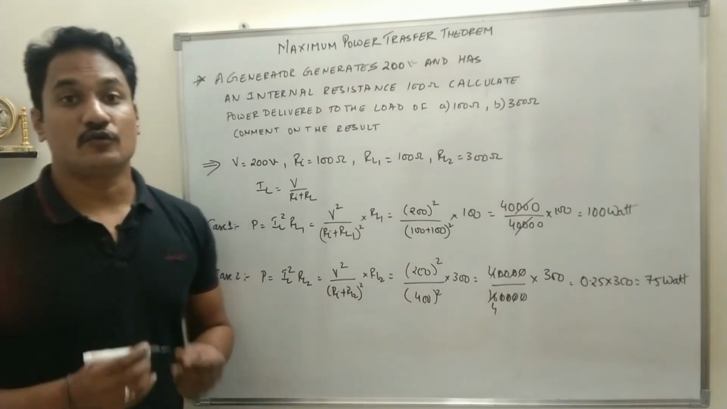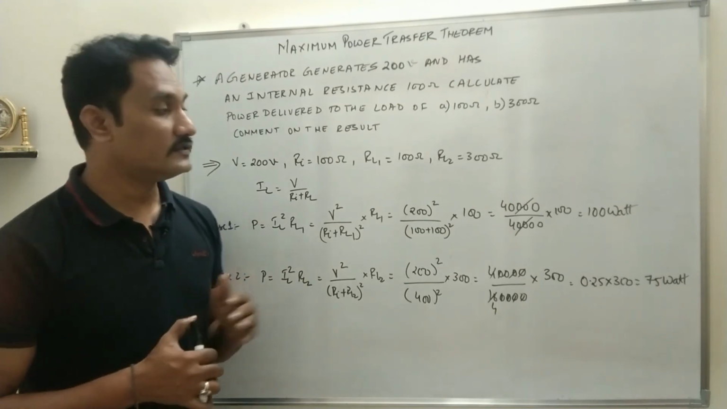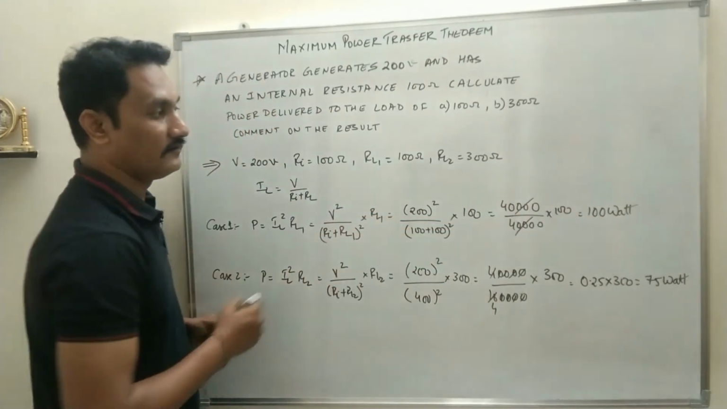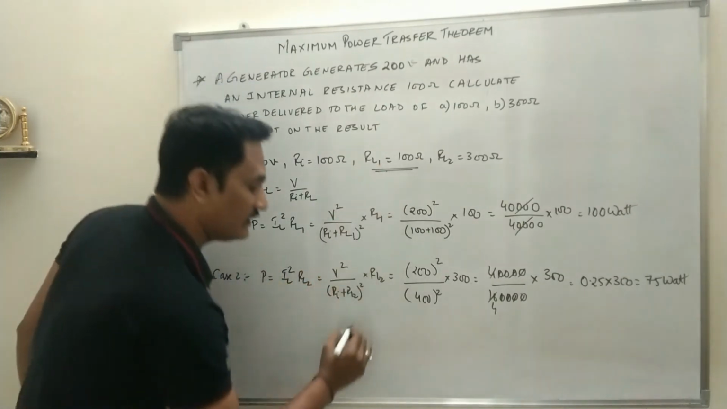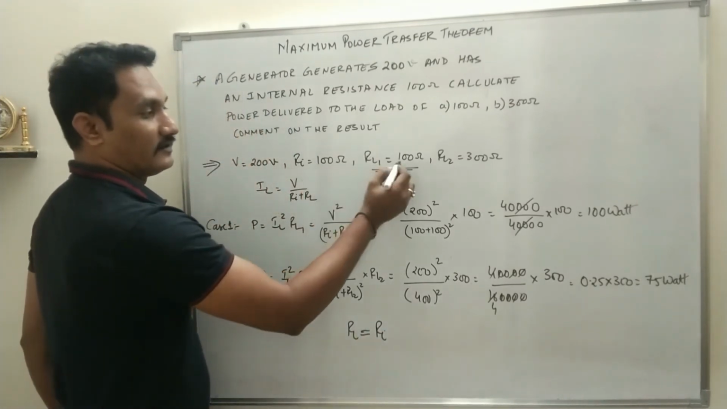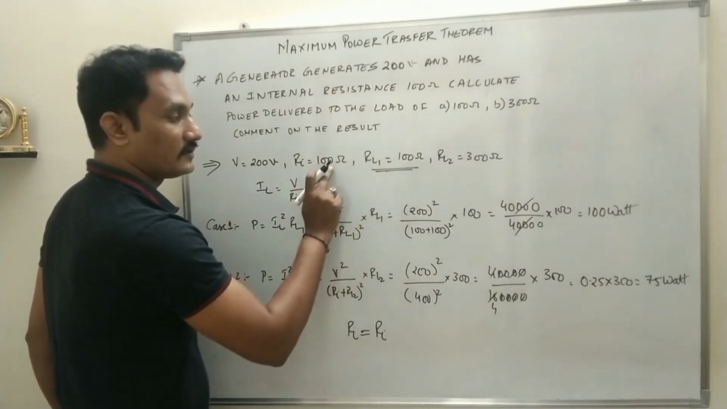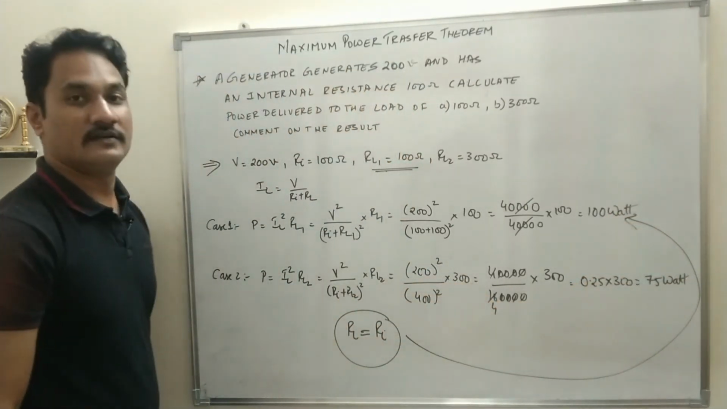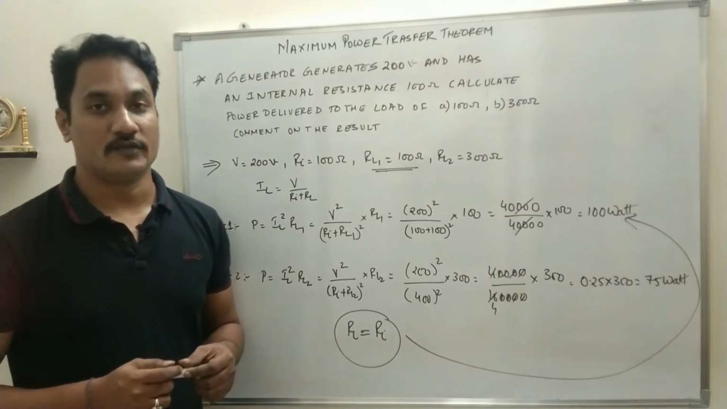Okay, so now we had two different values of RL for which we have calculated power. Now you have to see the result. The power delivered is maximum when RL equals 100 ohms. That means when RL is made equal to Ri, right? When RL is equal to 100, of course the Ri value was fixed at 100 ohms. So when RL is equal to Ri, maximum power is delivered. So that is what the maximum power transfer theorem is. I hope you have understood.